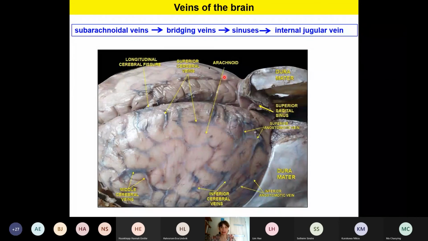And at the end, I want to speak about the veins, about the venous drainage of the brain. This picture shows the arachnoid layer here. And under the arachnoidea, we will see lots of veins, both on the convex and also on the inferior surface of the brain. And these are the subarachnoidal veins which collect the blood from the surface of the brain. And naturally, we also have veins inside of the brain. And we will see that these subarachnoidal veins are connected with the sinuses by so-called bridging veins, and the sinuses will lead to the internal jugular vein.